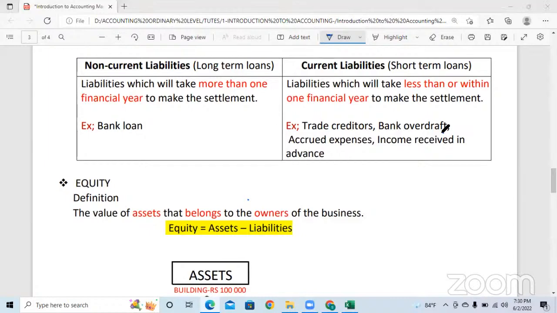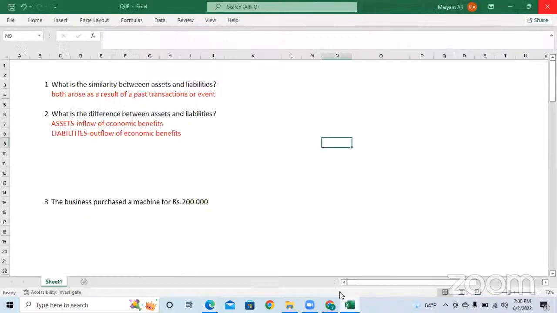Can you show me the answer for the second question? Yes, quickly write it down.